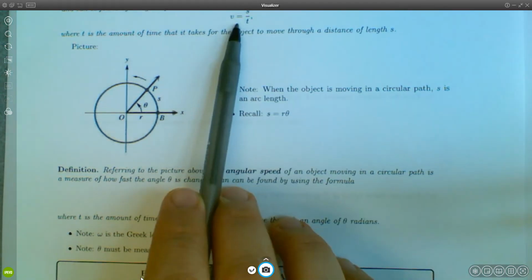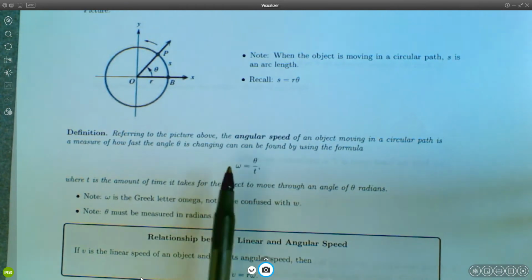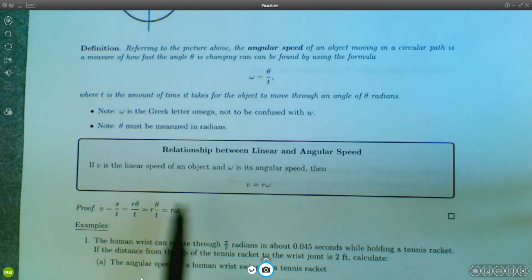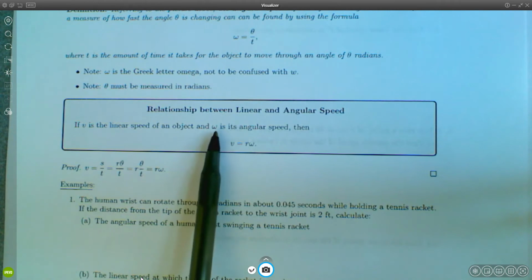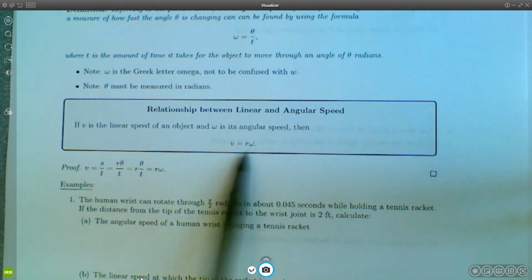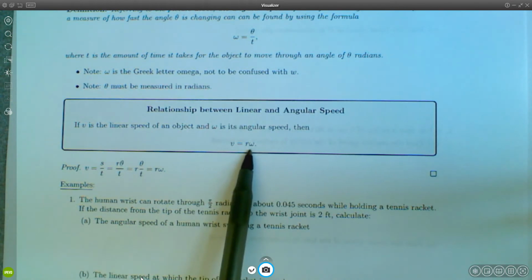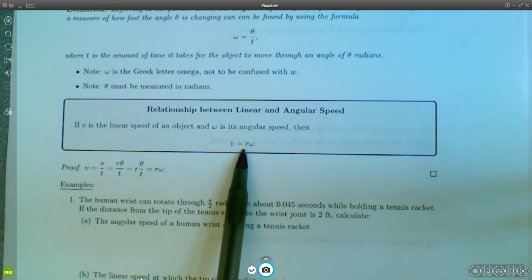So linear speed here, v equals s over t. Angular speed, omega equals theta over t. Right? It's how fast the angle is changing. So now here's the relationship between the two. If v is the linear speed of an object and omega is its angular speed, then v equals r times omega. That should make some intuitive sense, right? It's the speed at which the angle is changing times the radius of the circular path that it's on.